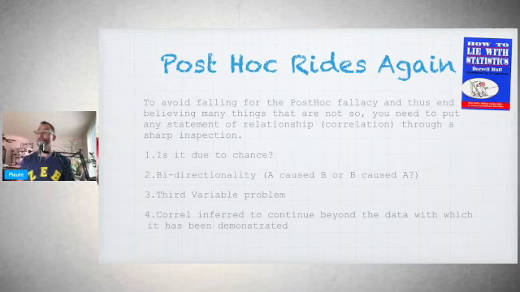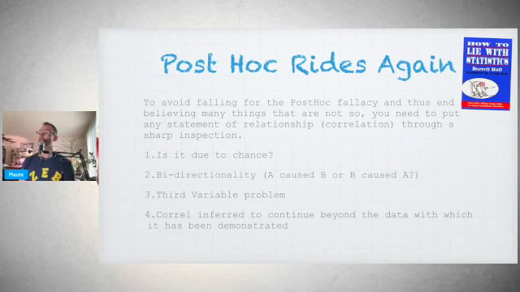All right. Now, moving back to the How to Lie with Statistics book, they have their own version of saying what I just said, and they call it the post hoc fallacy. To avoid falling for the post hoc fallacy and thus end up believing things that are not so, you need to put any statement of relationship, right? That's a correlation. You need to put any statement of correlation through a sharp inspection. First, ask, is it due to chance? Second, does A cause B or does B cause A? Next, is there a third variable that accounts for this correlation?